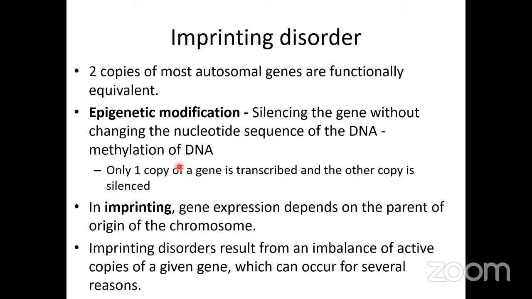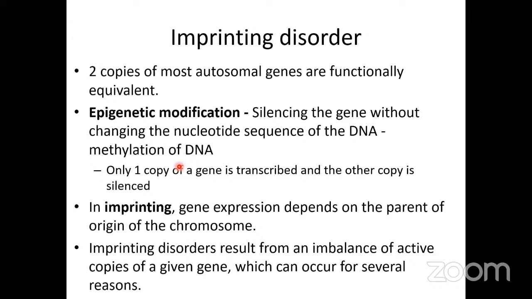The last group of disorders, before I finish, and this is important, is called imprinting disorders. Most of the time, it is very difficult to write a pedigree here. Usually this is not an inherited disease, 99%. Two copies of most autosomal genes are functionally equivalent. This is what the law says. And I have already told you what epigenetic modification is. You remember the last line of my first few slides.